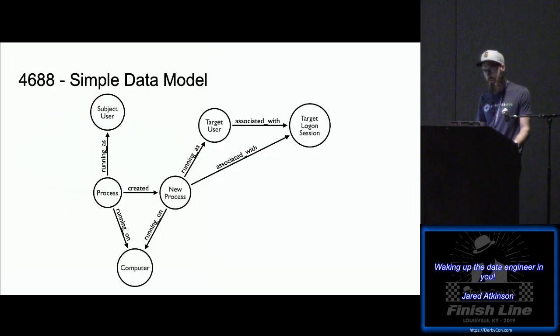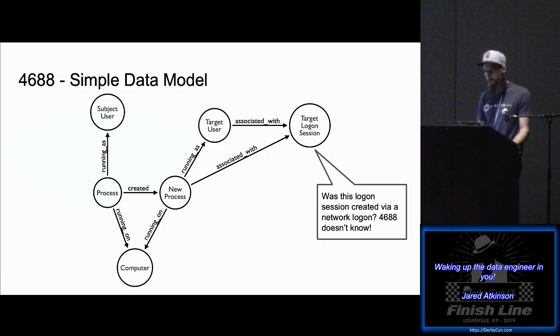The other problem is, for 4688, that's just telling me the context of a process. So how do I actually differentiate a process that was created as part of a type 3 logon session, right? This is where we were doing that manual process of going back and forth and copying that logon session ID, right? So, was this logon session created via network logon? Well, 4688 doesn't have that context.